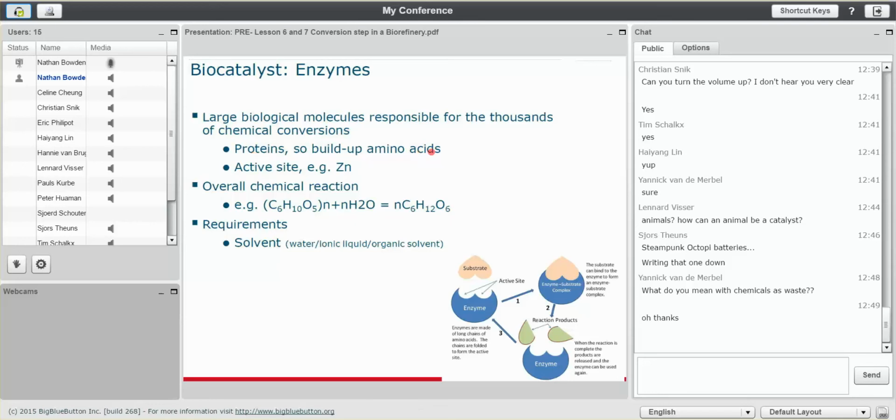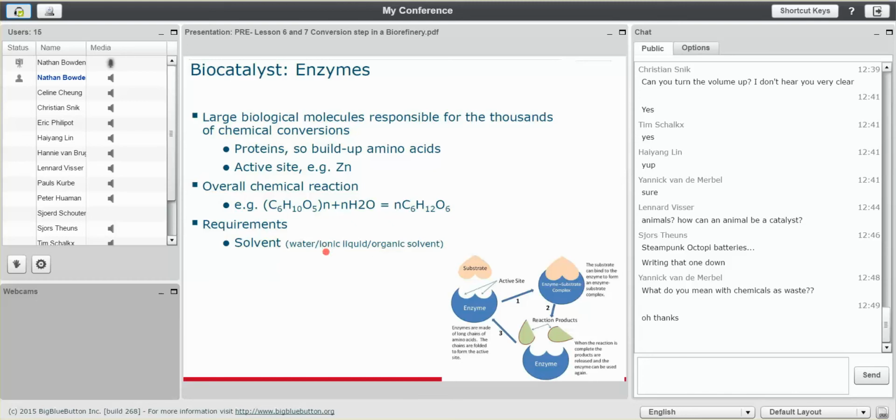Enzymes are large biological molecules responsible for thousands of chemical reactions. These include proteins, so amino acids, and they have an active site on the enzyme, represented here in the figure. The overall chemical reaction will be some kind of sugar plus water, and the N just signifies a certain mole ratio. Don't get too hung up with the N. That just means there's like 2 of these and 3 of these. It depends on what exact sugar you have here. And it's transformed into a new product as it consumes the water. It requires a solvent, and in this case we're using water. You can also use an ionic liquid or an organic solvent.